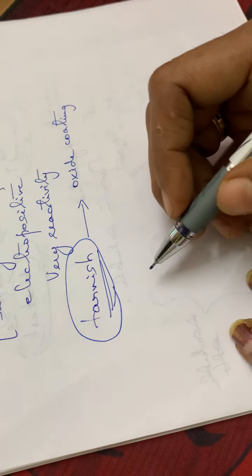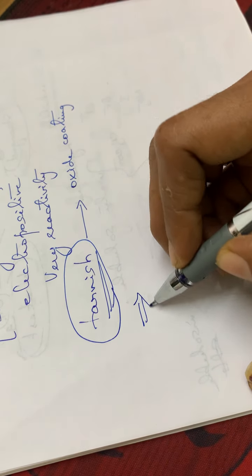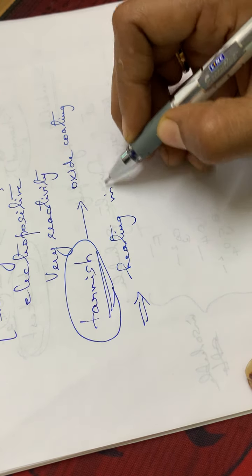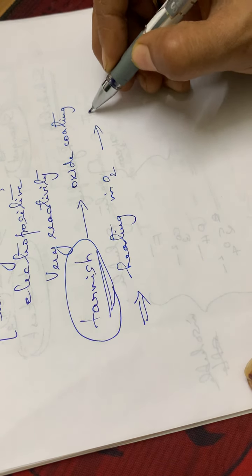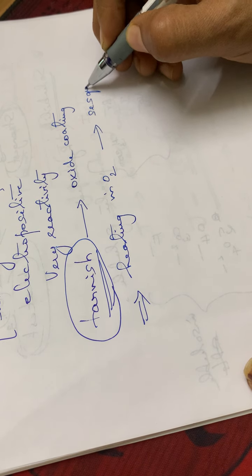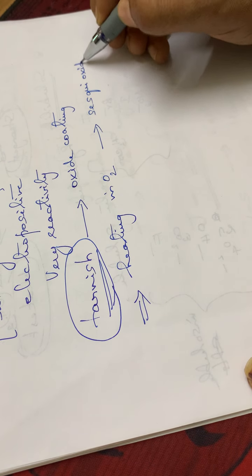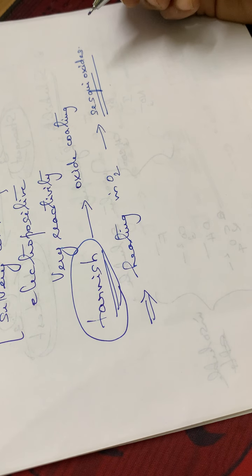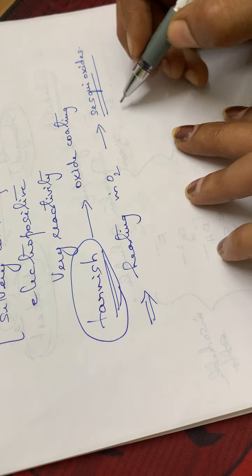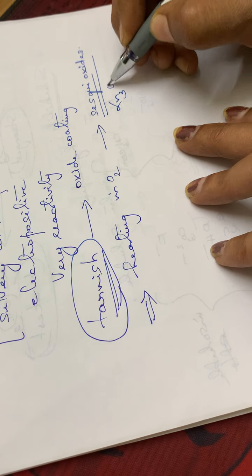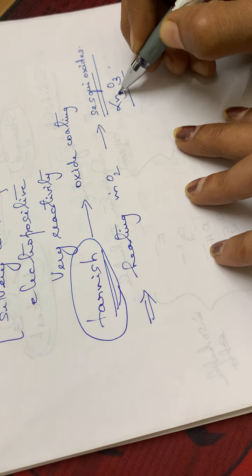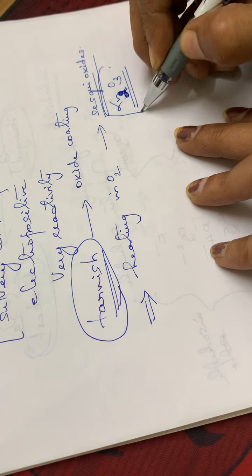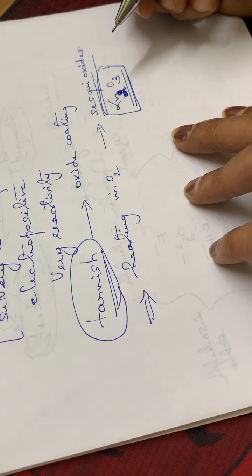Then one more point is that on heating in air, or on heating in the presence of oxygen, they form sesquioxides. Sesqui means it is a fraction, it can be a half. Okay, sesquioxides. It has the general formula Ln2O3. So this is an example of a sesquioxide, Ln2O3.